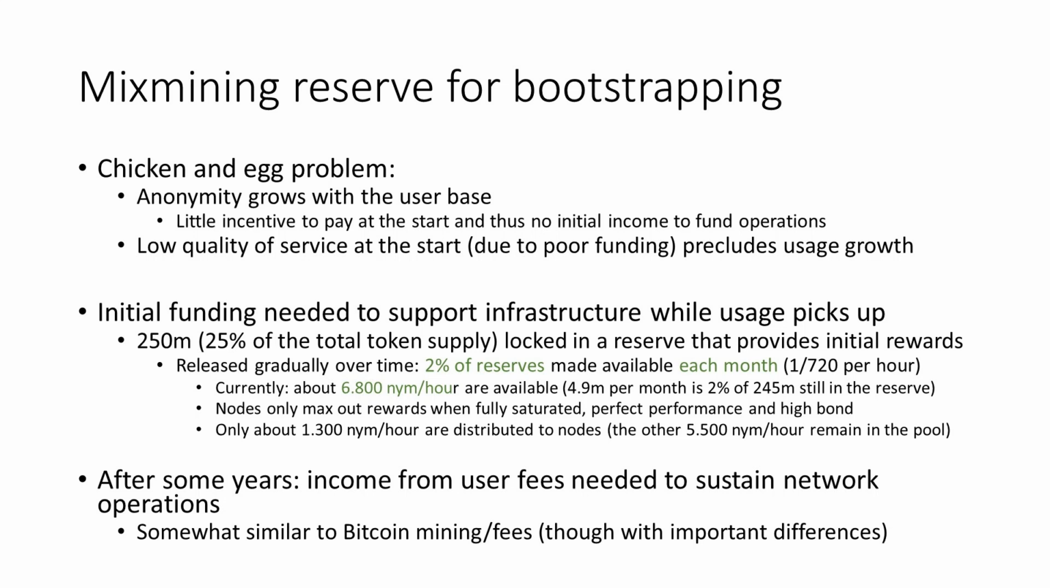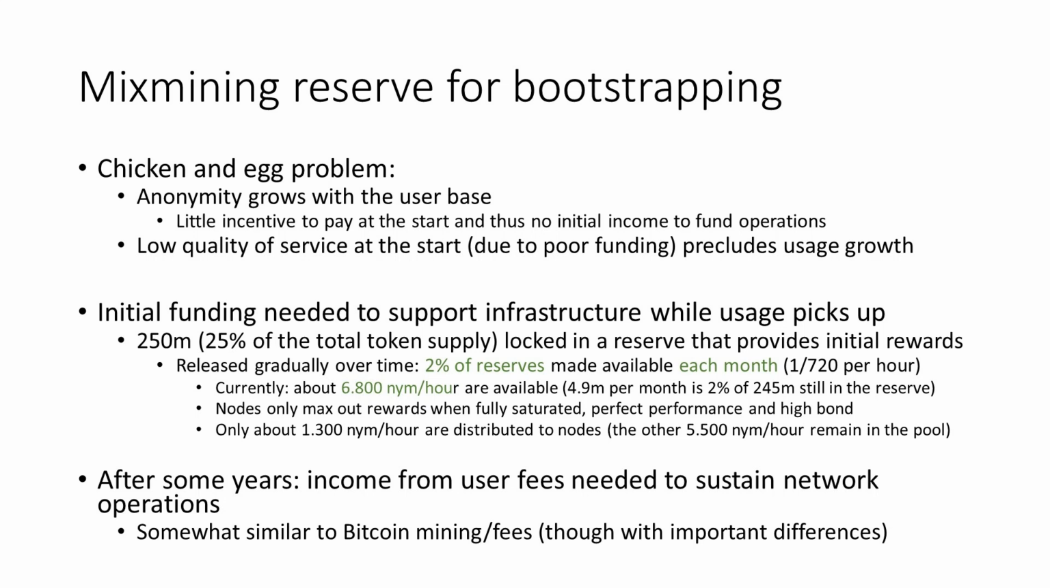And then every month, the reserve releases 2% for rewards, okay? So 2% of 250 million is 5 million, okay? So 5 million are made available originally in the first month for rewards. The 5 million are not available all at the same time in one go, but actually per hour. Every hour, a fraction is made available. So 1 month has 720 hours on average, counting 30 days with 24 hours per day.